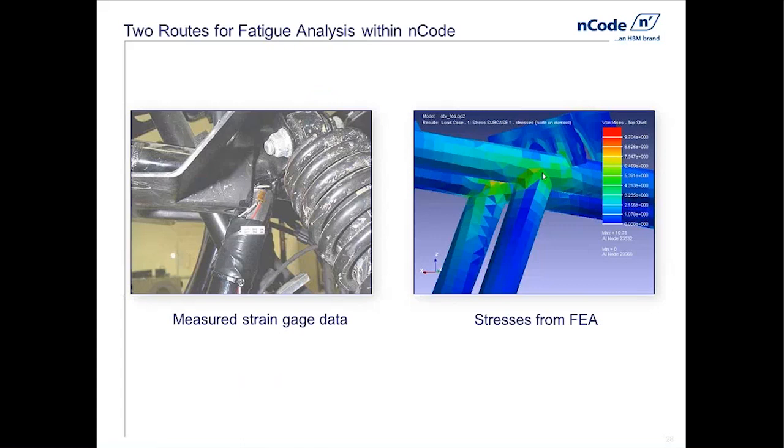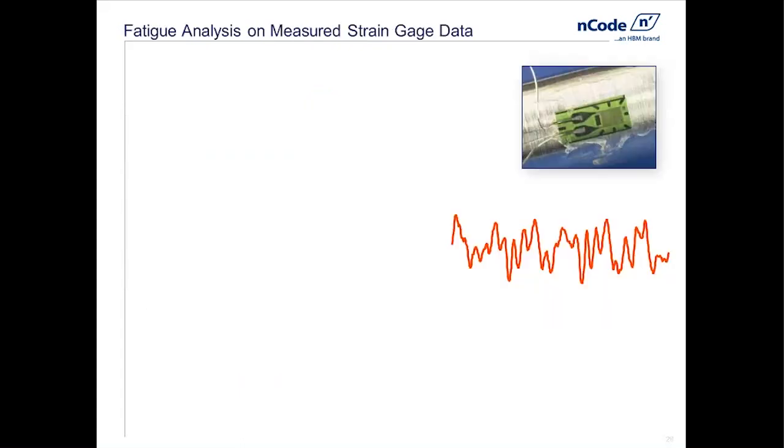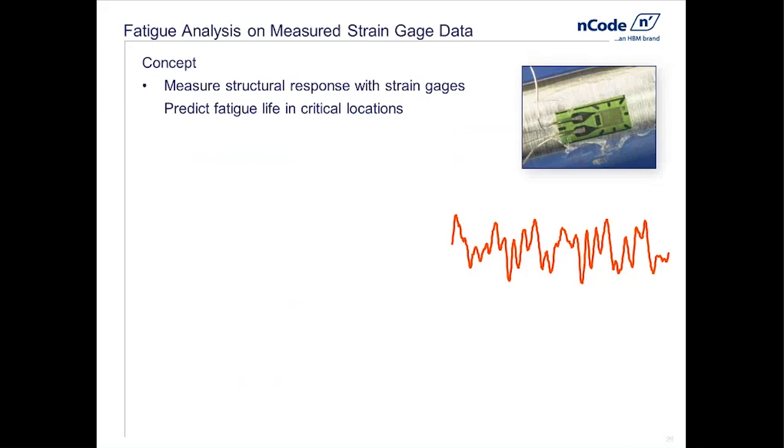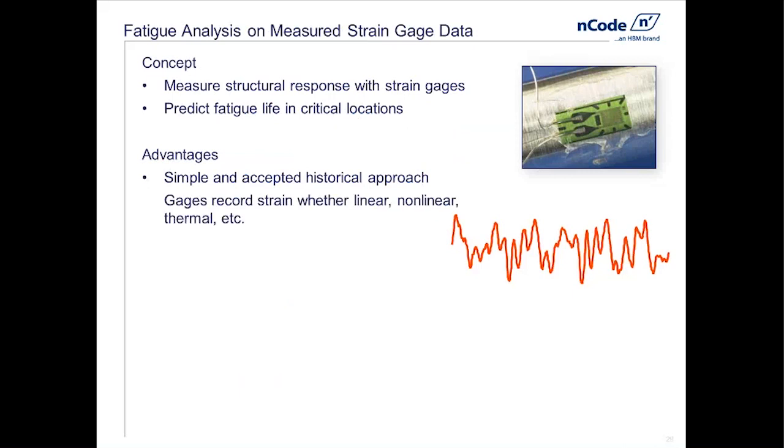To use measured strain gauge data requires us to bond strain gauges to the part, and then from the resulting stress or strain history, we can predict fatigue life in those critical locations. What's nice about this is people have been doing this for a long time, so it's accepted historically. Strain gauges measure stresses or strains under a wide variety of conditions: linear, nonlinear, vibration, temperature related, and so on.